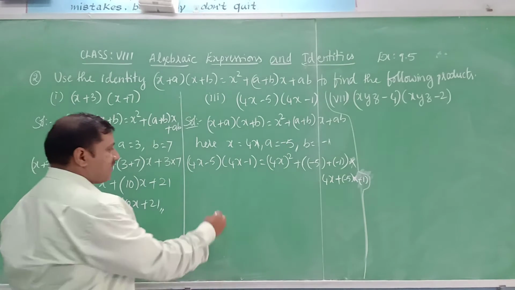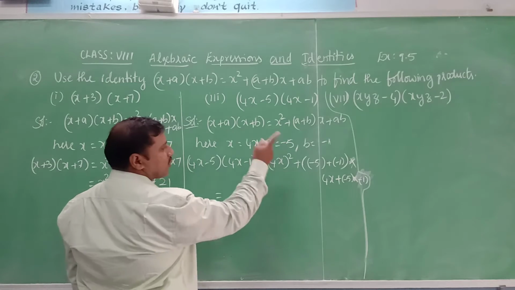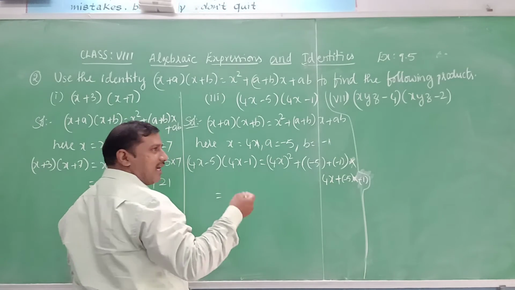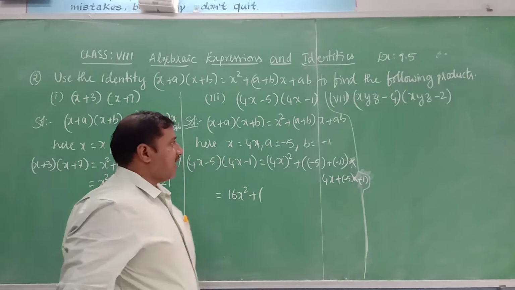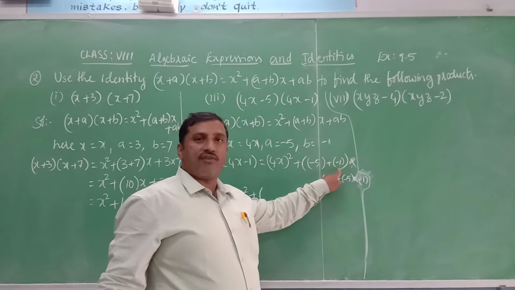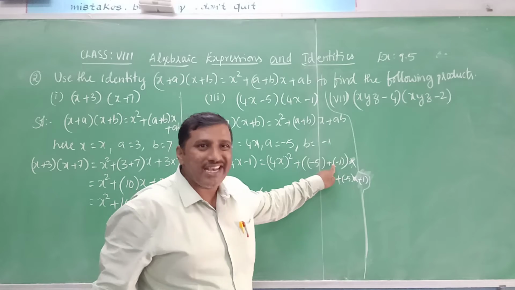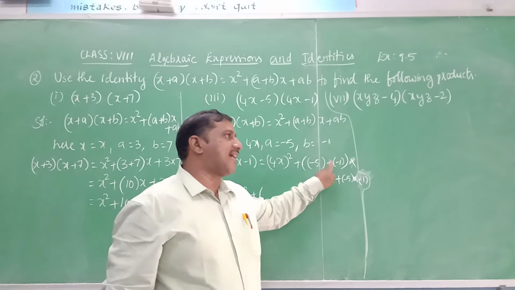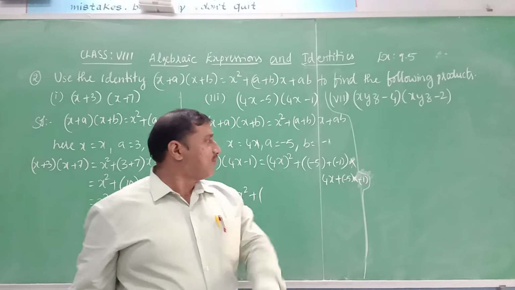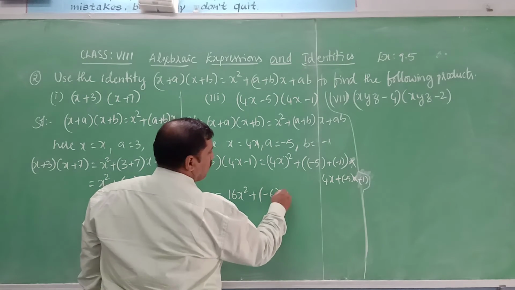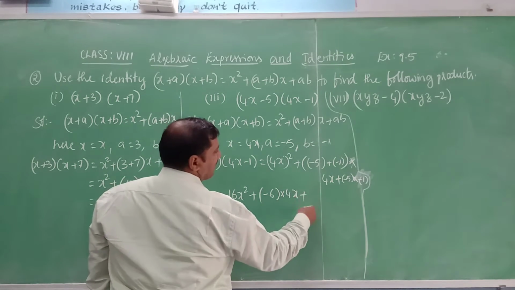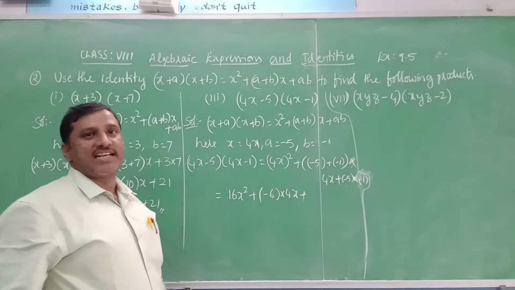Now simplify this. That is equals to 4x whole square means 4 square into x square, that is 16x square plus now minus 1 minus 5, adding two negative integers. Ignore the signs and add the numbers. 5 plus 1, 6, and keep the minus sign. Minus 6 into 4x plus we are multiplying the two negative integers.